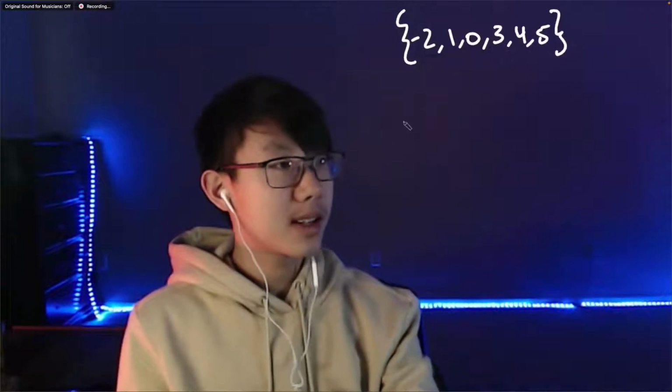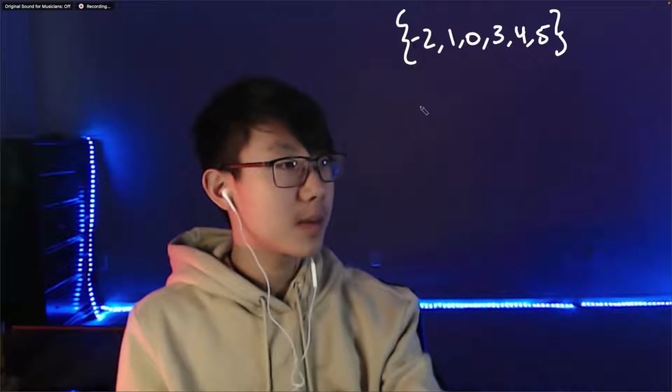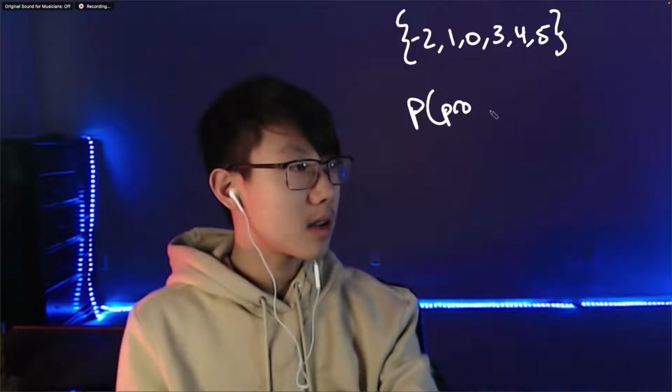Alrighty, on to number 13. So for 13, we have a set of 6 numbers. 2 of them are picked and multiplied together. What's the probability that the product is 0? So the numbers go like this: -2, -1, 0, 3, 4, 5. So we want to pick 2 of these at random, and we want the probability that the product of the 2 numbers is equal to 0.